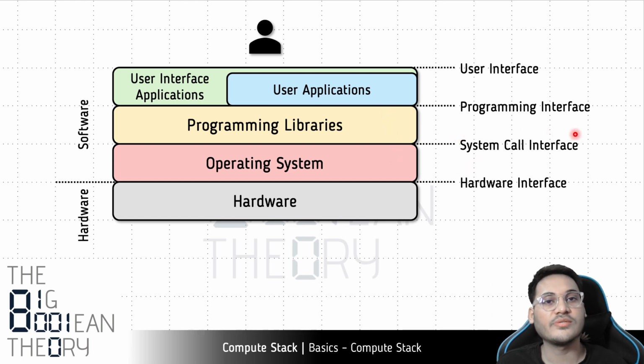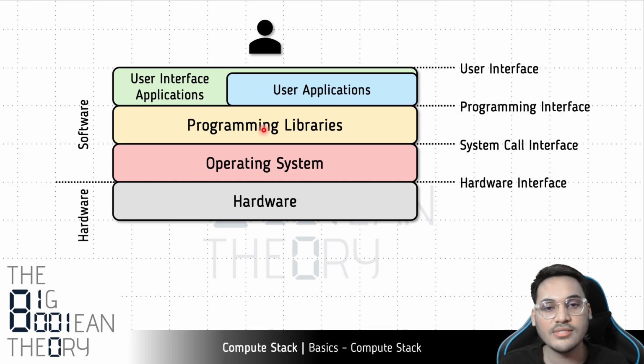The point is, although this system call interface that is exposed by the operating system is simpler than the hardware interface, it is still too complex to write programs for. So what the programming libraries do is simplify this interface even further and provide another interface, that is the programming interface. And now we, as application developers, write our programs over this interface. This is a much simpler interface to write programs for.